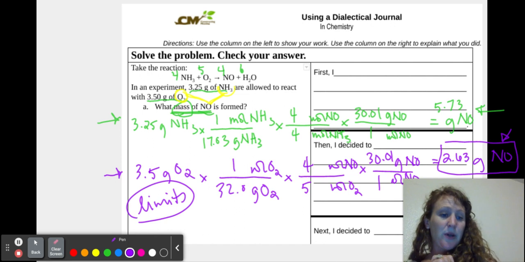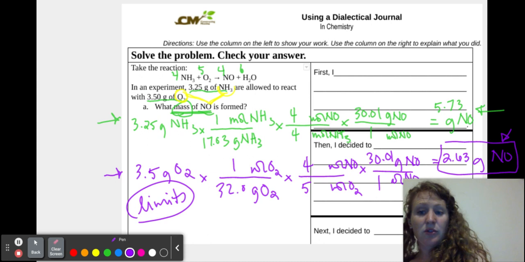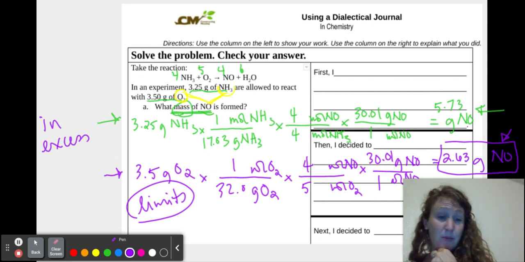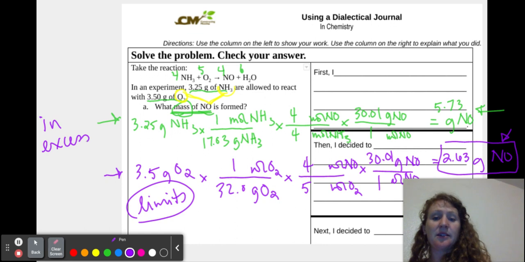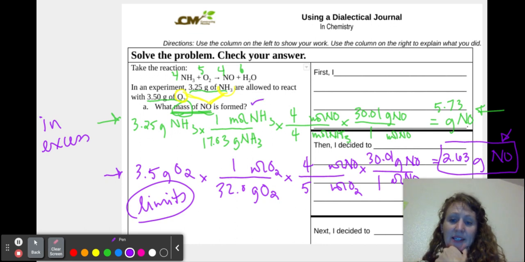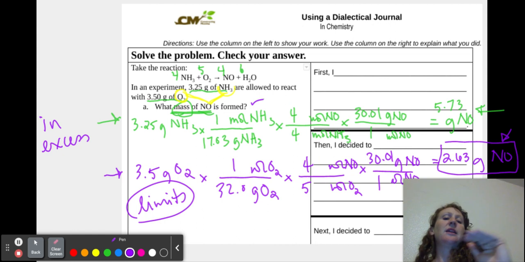I can make 2.63 grams of NO, and NH3 will be in excess. I'll have some of that left over. Okay, so this is our work. We have answered the question that was asked of us in A. Now let's pause and think through what we did.